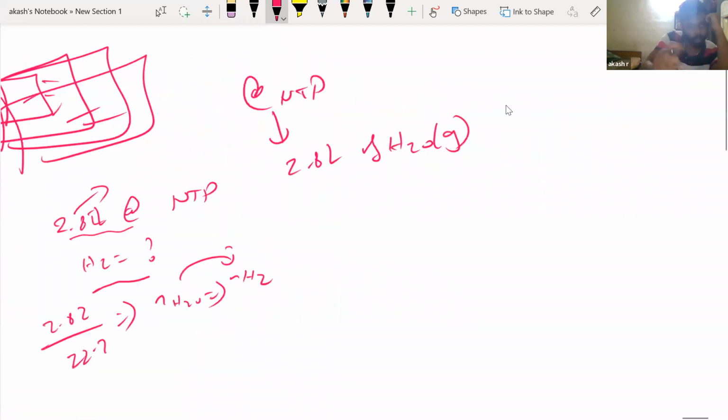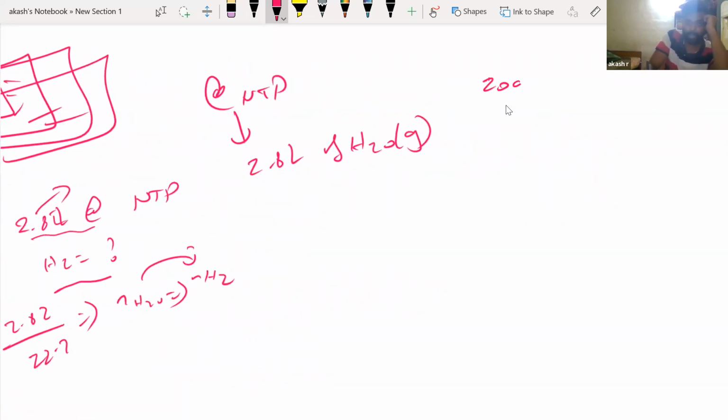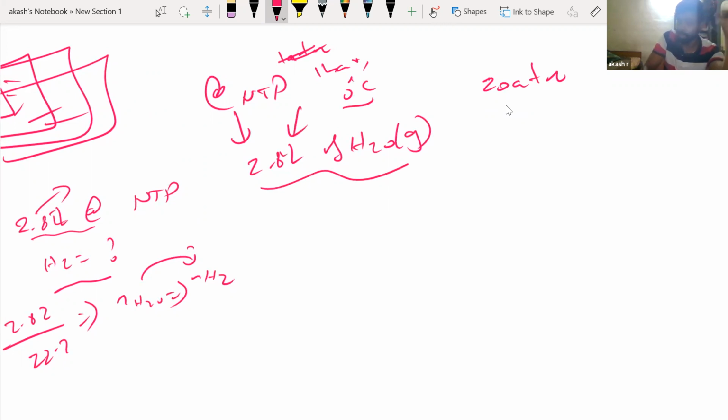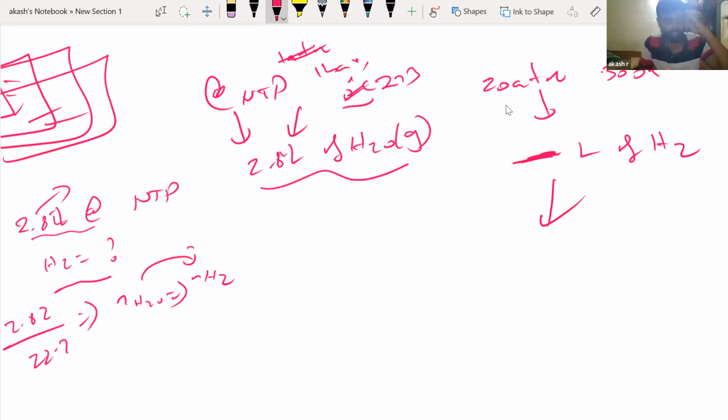gaseous form. Now, what I want to know is, NTP means 1 atmospheric pressure and 0 degrees Celsius, I can have this many liters, 2.82 liters, of H2O. Now, at 20 atm and 300 Kelvin, that is 27 degrees Celsius, right, this is 273 Kelvin at NTP, I want to know how many liters of H2 can be there. If I can find this value, then you are set. That's it. This is all we need to find.